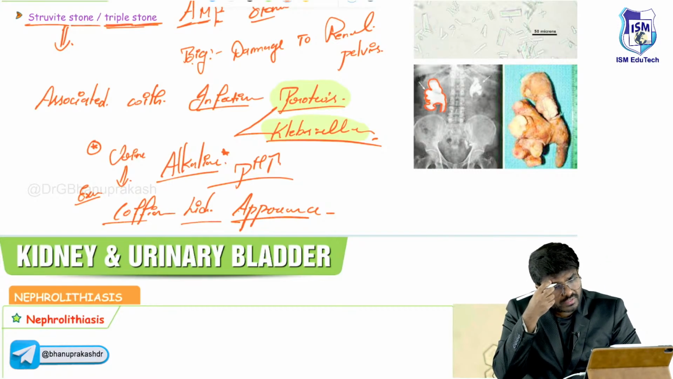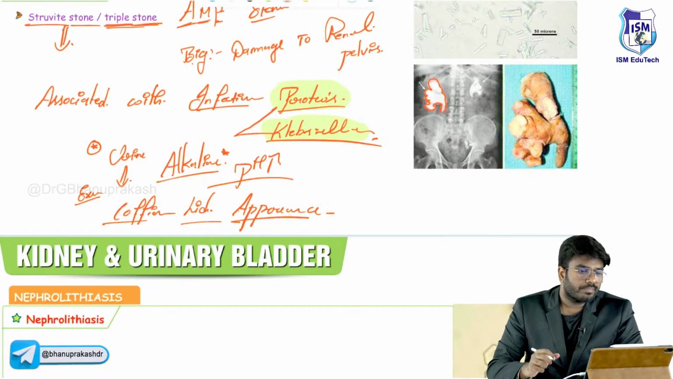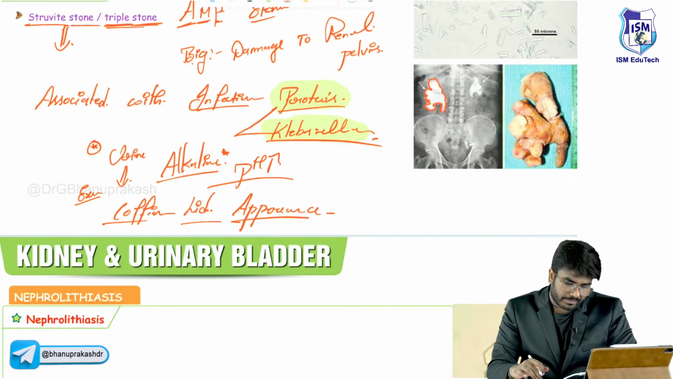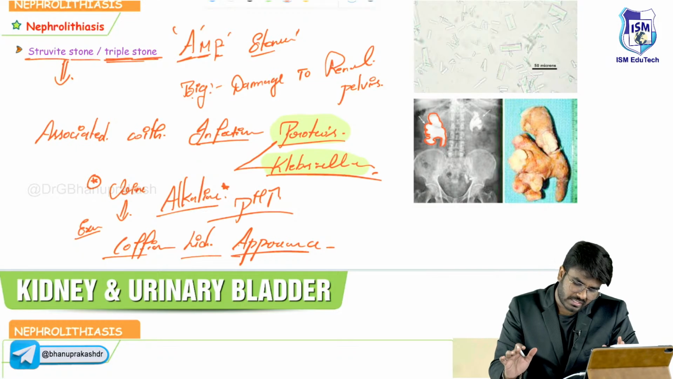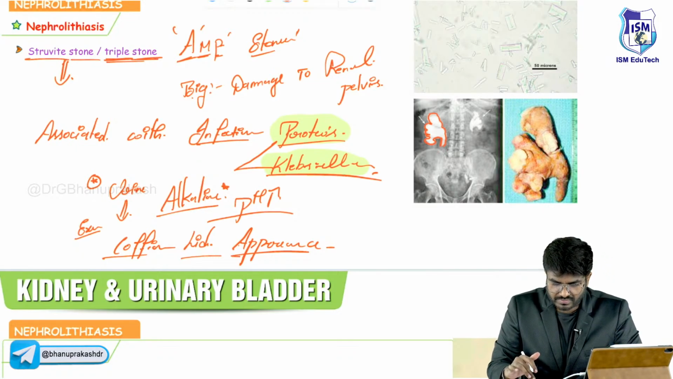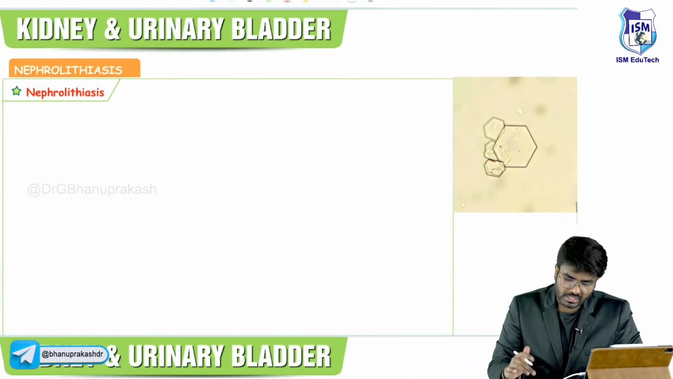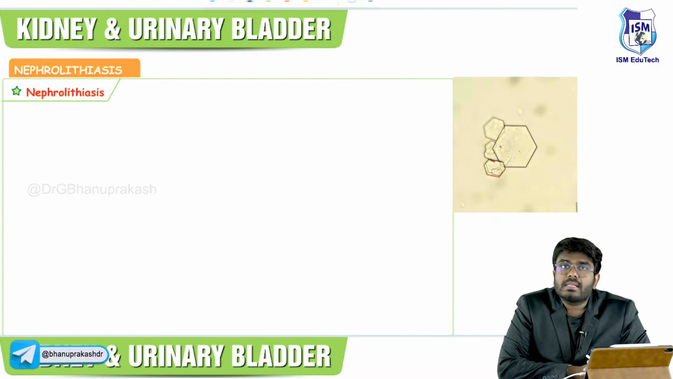So these are the important points which I want you to know. These stones are big stones, made up of ammonium, magnesium, and phosphate, seen in infections because of Proteus and Klebsiella, with urine alkalization, and coffin lid appearance is going to be seen. So AMP stones are completed.